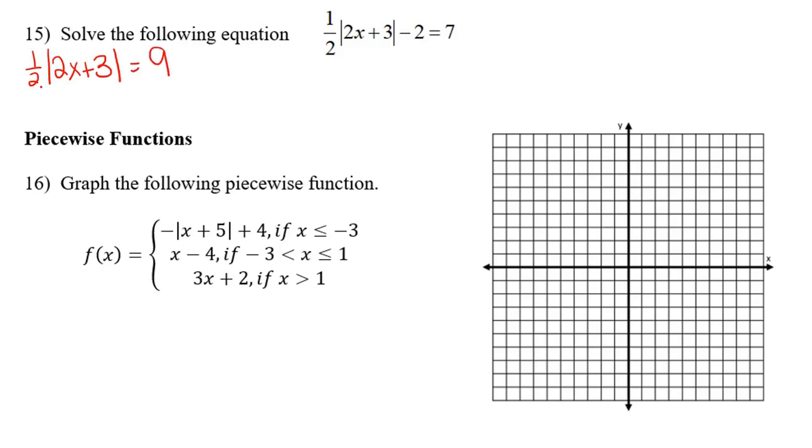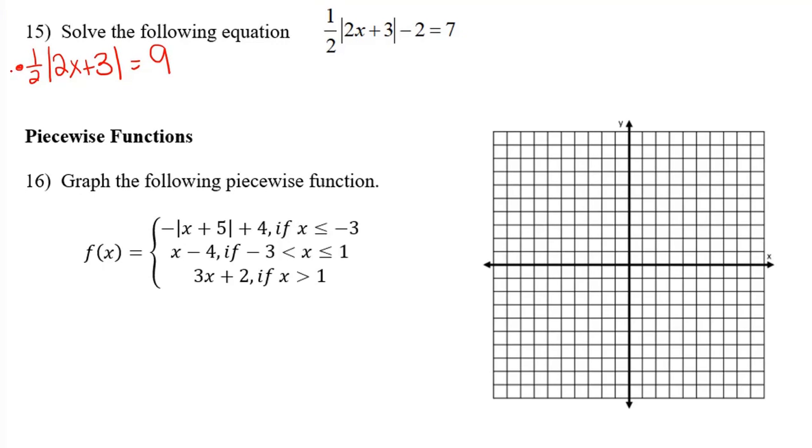Now, I got to get rid of that 1/2. Can't distribute into absolute value. No. Don't do that. But I could divide by 1/2, but that's just gross. I'm going to multiply by the reciprocal. So I'm going to multiply by 2. And then I'm going to get absolute value of 2x plus 3, still an absolute value, is equal to 18. Now, absolute value is completely alone.